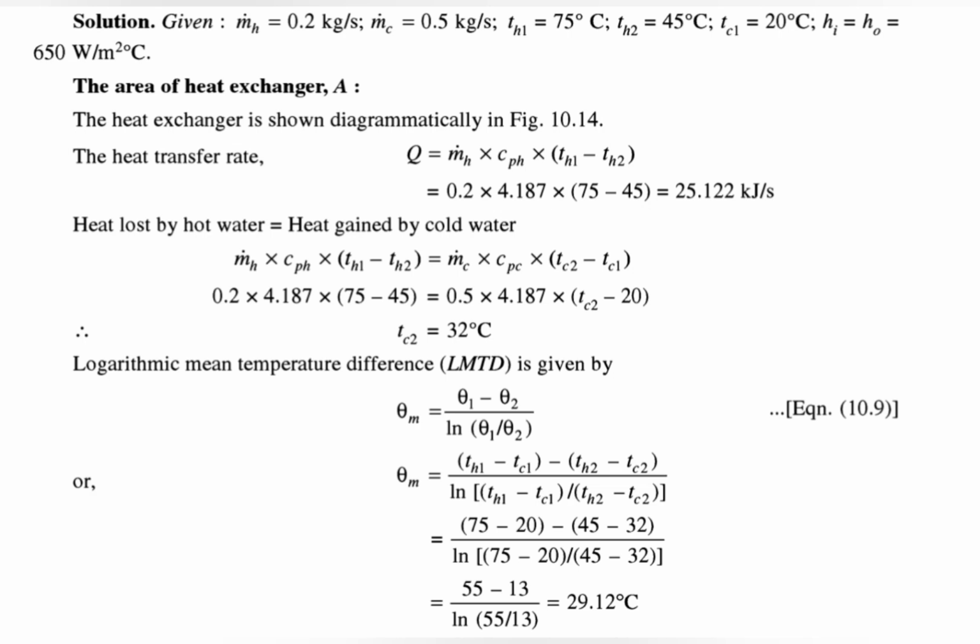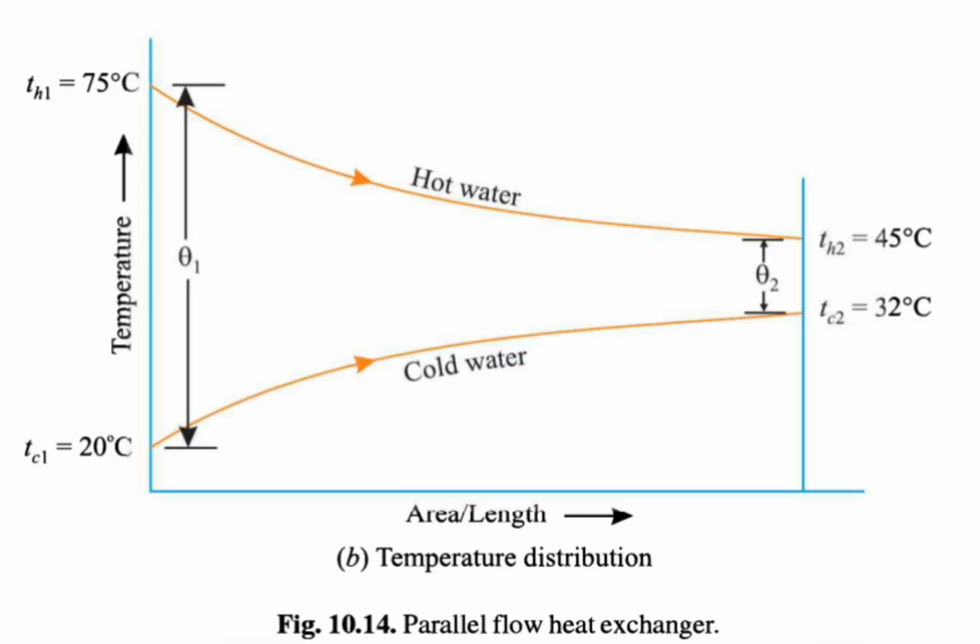So now we have the logarithmic mean temperature difference, LMTD, equation. Theta m is equal to (theta 1 minus theta 2) by ln(theta 1 by theta 2). Now theta 1 is the difference between TH1 and TC1, while theta 2 is the difference between TH2 and TC2. Okay, so applying the equation, we get LMTD, or theta m, as 29.12 degrees Celsius. So this is the plot of temperature versus length for this parallel flow heat exchanger. We have theta 1, theta 2, TH1, TC1, TH2, TC2.